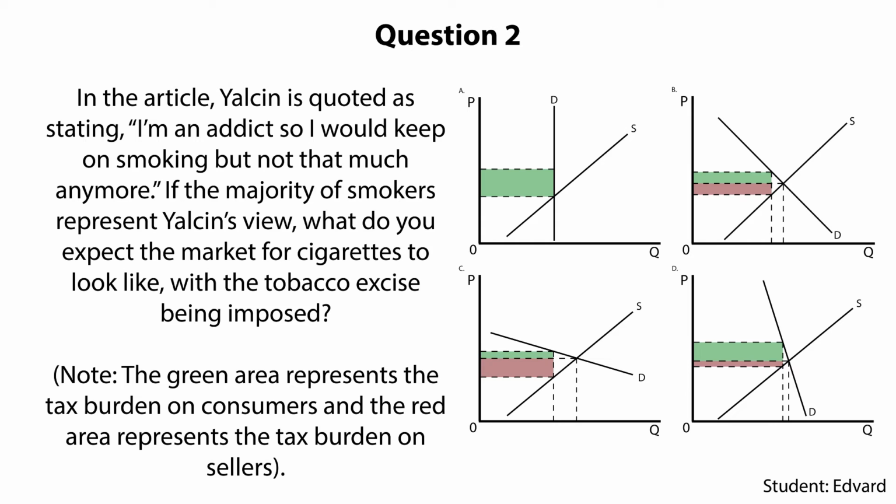In the article, Yeltsin is quoted as stating, "I am an addict, so I would keep on smoking, but not that much anymore." If the majority of smokers represent Yeltsin's view, what do you expect the market for cigarettes to look like, with the tobacco excise being imposed? Note that the green area represents the tax burden on consumers and the red area represents the tax burden on sellers.